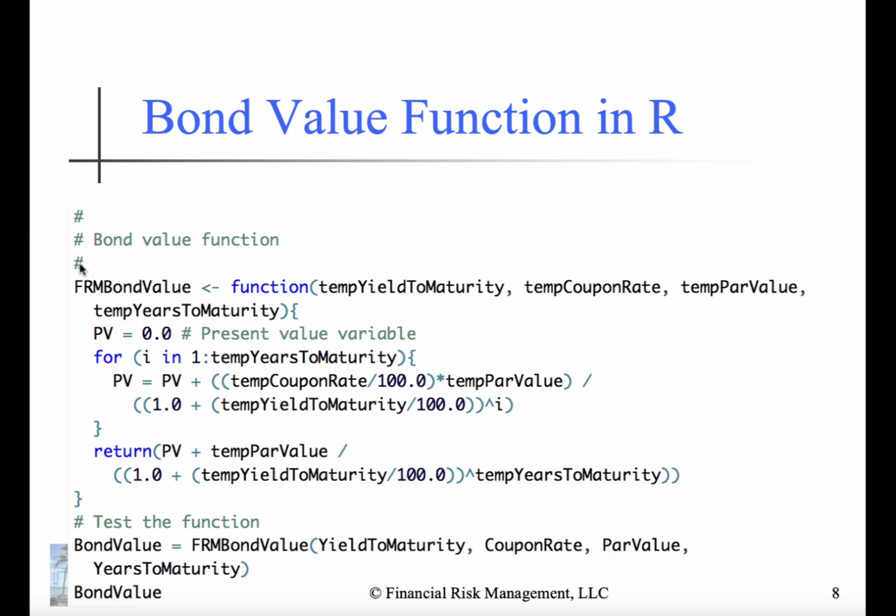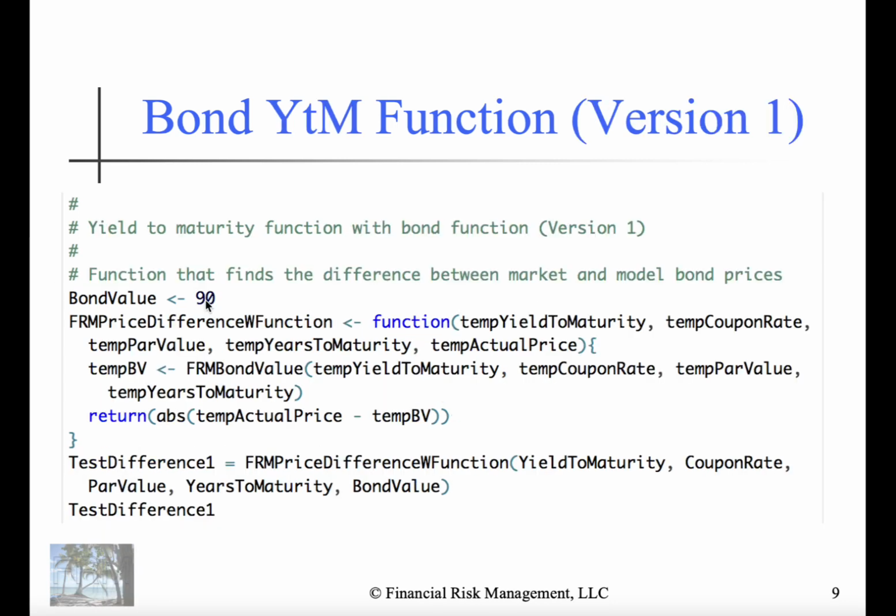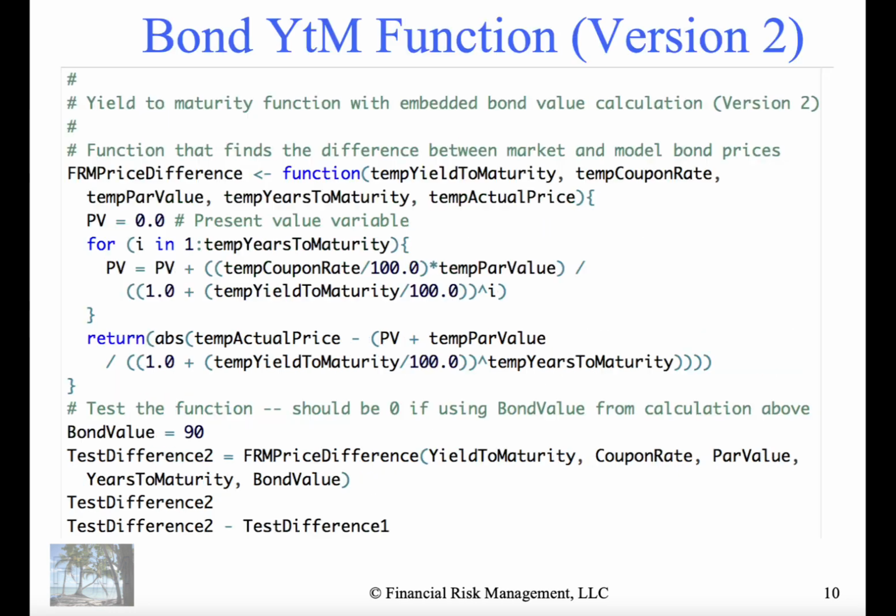With this FRM bond value function, I can then compute the difference. And so if I assume the actual traded price is 90, I could calculate the price difference with the function by passing in the needed parameters, make a call within this function. Notice that we're calling the bond value function, and then we can just return the difference. And so we could test what this difference actually is. If the difference happens to be 0, then we have found the correct yield to maturity.